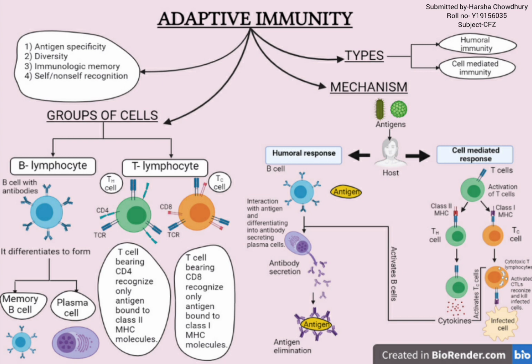Thus, the two types or subpopulations of T cell are the T helper and T cytotoxic cells. T cells bearing CD4 and recognizing only antigen bound to class 2 MHC molecules are the T helper cells, and the T cells bearing CD8 recognizing only antigen bound to class 1 MHC molecules are the T cytotoxic cells. Now if we come to the types of adaptive immunity, there are majorly two types. First is the humoral immunity and second is cell mediated immunity.